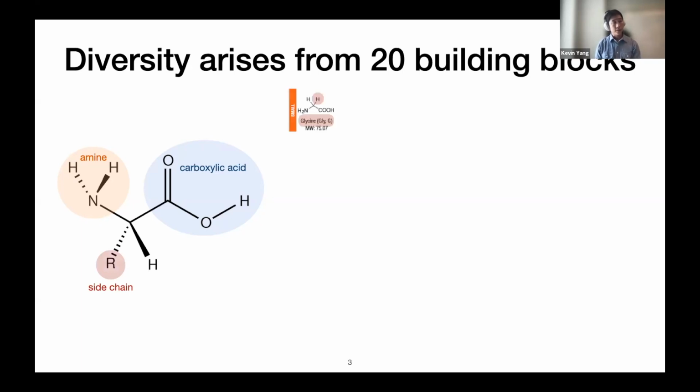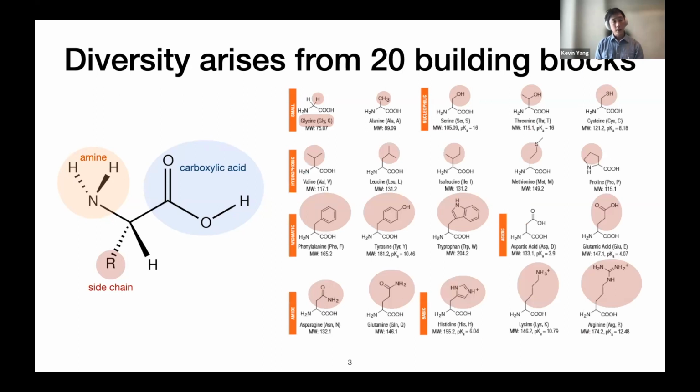The side chains can be very simple and small, like glycine has just a hydrogen, or alanine has a methyl group. They have different properties. Some of them are nucleophilic, like serine has a CH2OH. Threonine attaches a methyl group to that. Cysteine has a sulfur group. You can see there's diversity in their chemistries. There are aromatic ones, hydrophobic ones, acidic ones, nitrogen-containing ones, and bases. And all this functional diversity arises from different combinations of these building blocks.